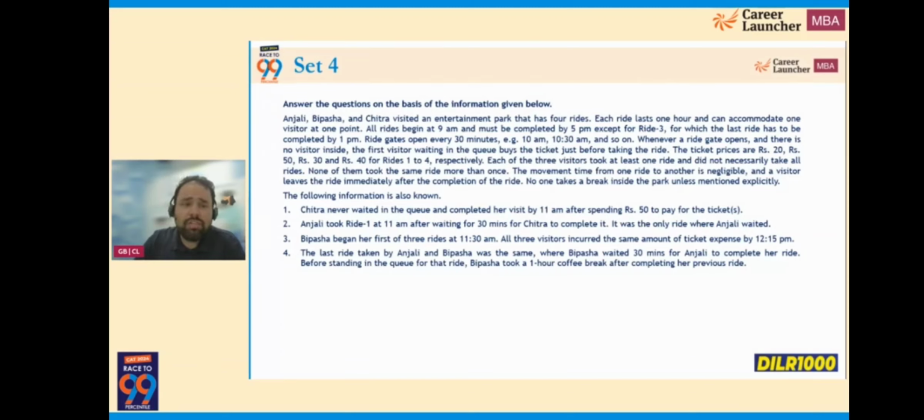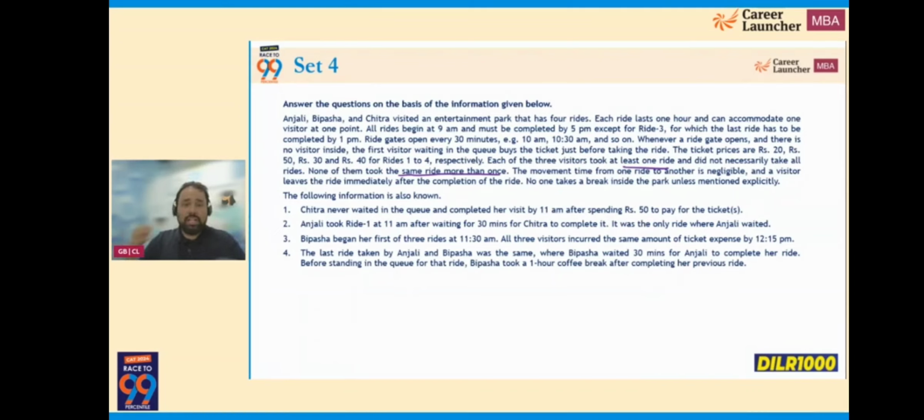Each of the 3 visitors took at least one ride, and did not necessarily take all rides. None of them took the same ride more than once. Important: nobody took the same ride more than once. The movement time from one ride to another is negligible, and the visitor leaves the ride immediately after the completion of the ride. No one takes a break inside the park unless mentioned explicitly.